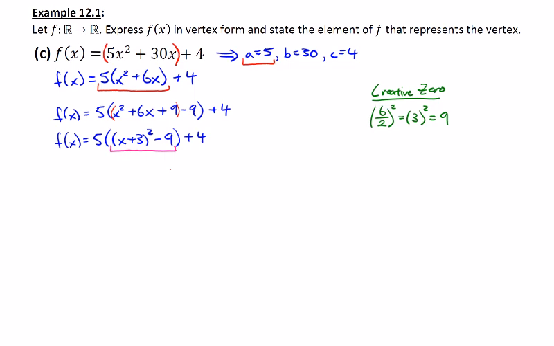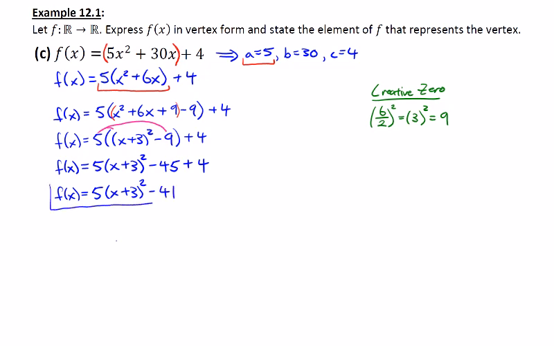In order to get that, I need to do some distribution. I'm going to take the 5 that I factored out at the beginning, and I'm going to distribute that with the 2 terms that are inside my parenthesis. So this is going to give me 5 times x plus 3 squared minus 45, and then I still have the plus 4 there at the end. So the only thing left to do now is to combine the constants at the end together. So we have 5 times x plus 3 squared minus 41, and that gives us the vertex form for our equation.